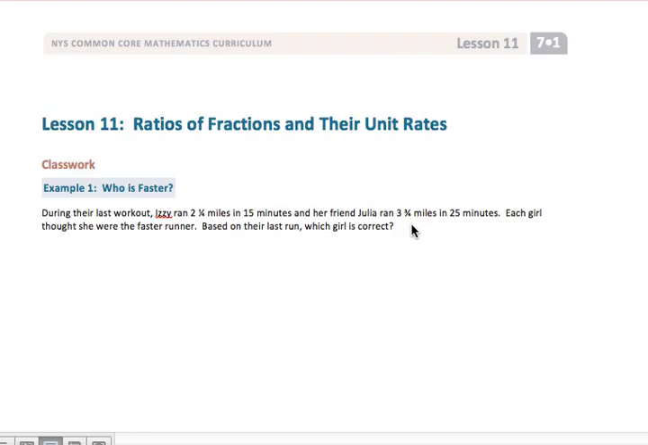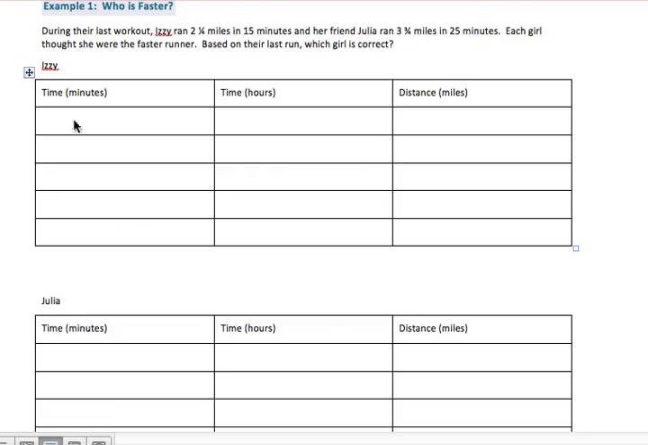We're going to take Izzy and Julia's rates and transfer them into tables to see what we get when we extend their rates. So then in our tables, we'll start off with the initial values. Izzy went 2 1/4 miles in 15 minutes. So we have 15 minutes, 2 1/4 miles.